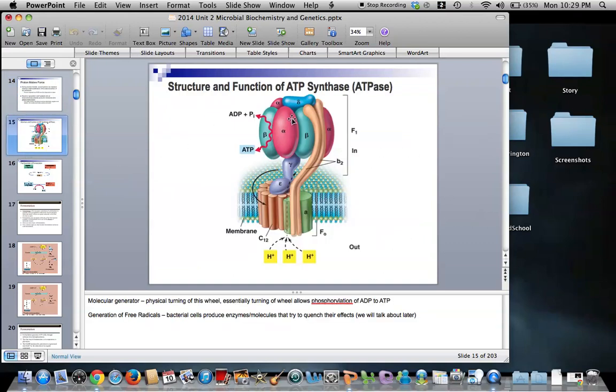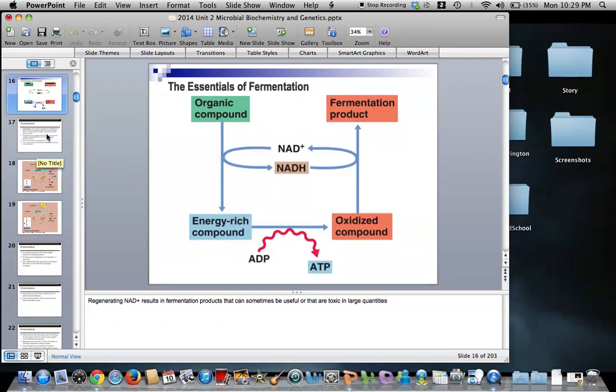This is ATP synthase, this is the wheel, so there's lots of hydrogen on this side, it'll move through, and somehow that cranks this wheel and puts another phosphate on ADP to make ATP. It's called the molecular generator because it physically moves like a turbine. And we did not talk about the free radicals.